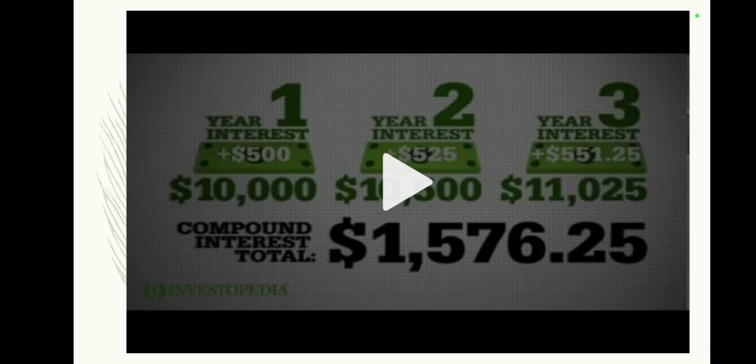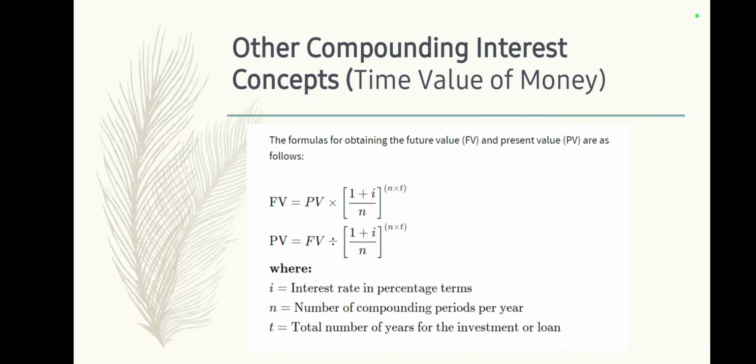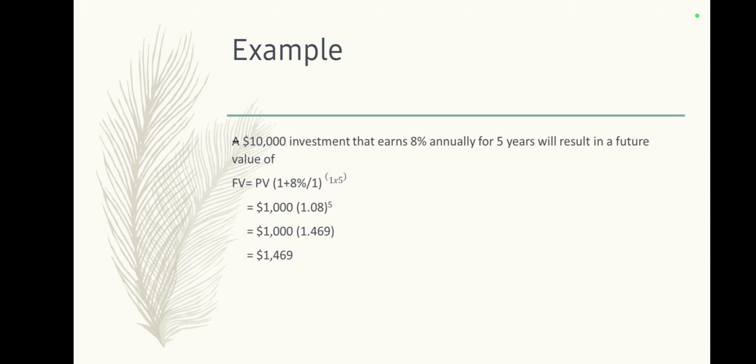And they really explain it further and it's easy to understand. So other compounding interest concepts are future value and the present value. For example, a $10,000 investment that earns 8% annually for 5 years will result in a future value of.